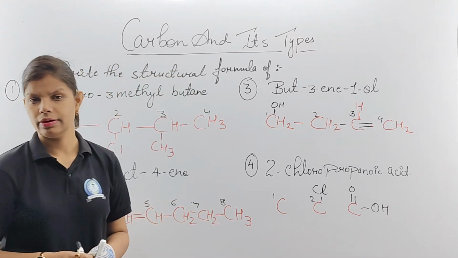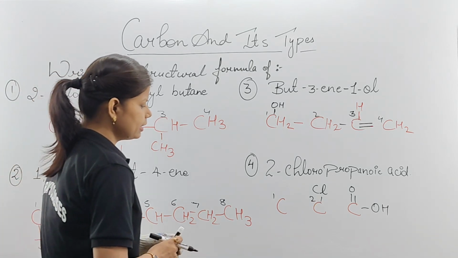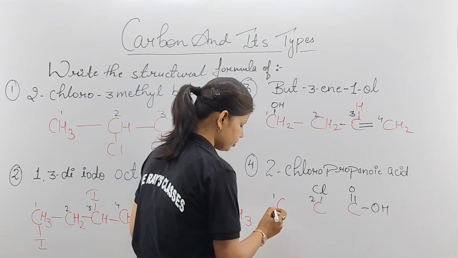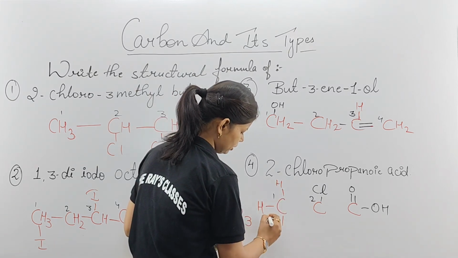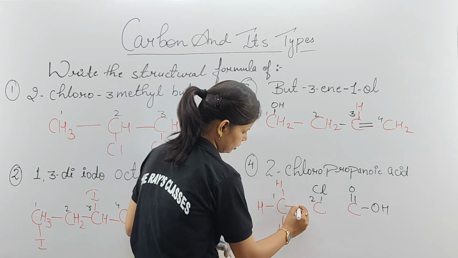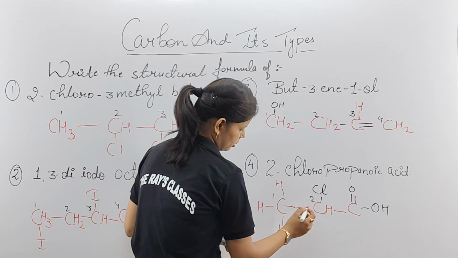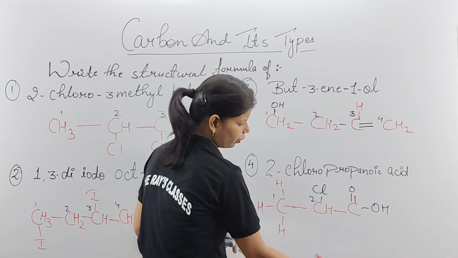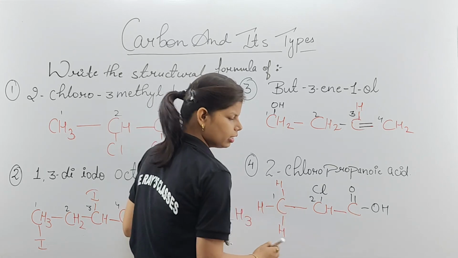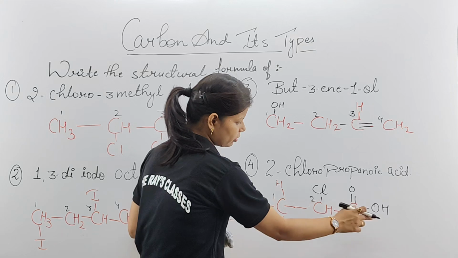So first of yours will be what? First of yours will be CH3. You can write in this way: CH3, CH with Cl, and then COOH. Which group is this one? Alcohol. Sorry, not alcohol, carboxylic group is there.